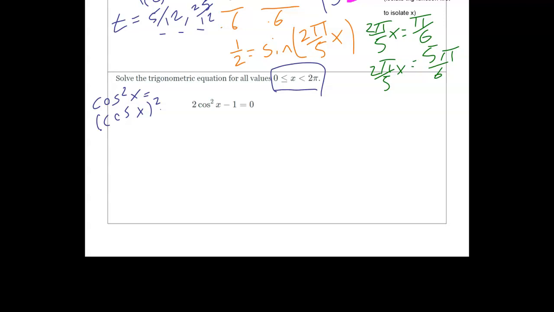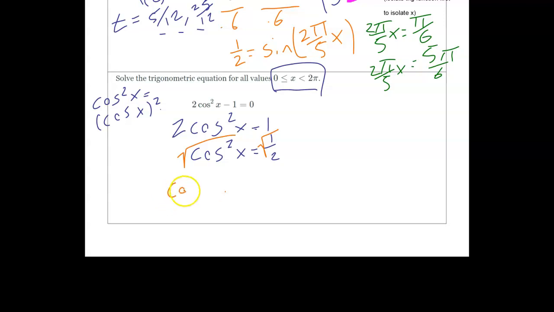So I'm going to go ahead and isolate my trig function again. So I'm going to add 1 on both sides. And then I'm going to divide by 2. And then, because of what we just talked about, I want to take the square root of both sides to isolate my cosine, right? So I know that the square root is outside the cosine.